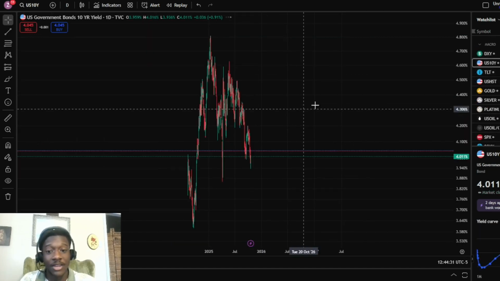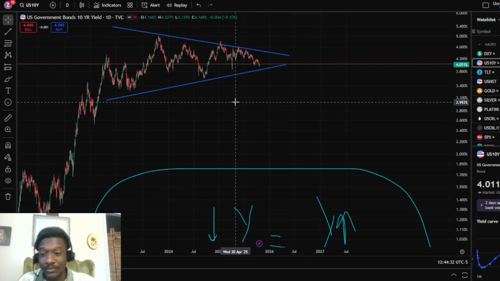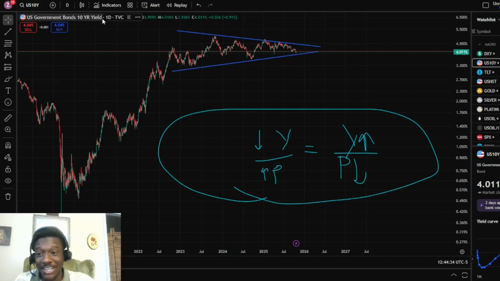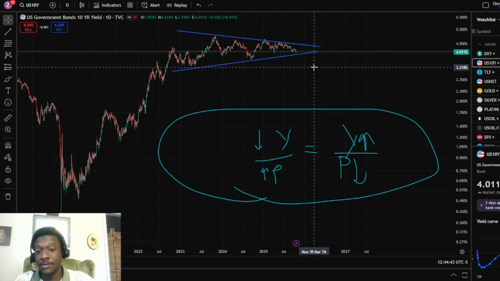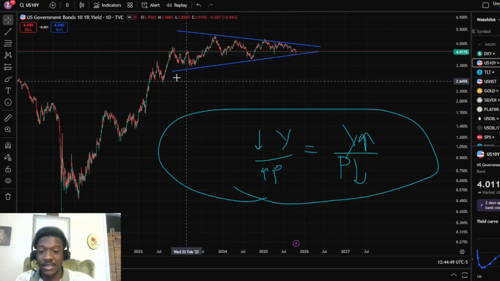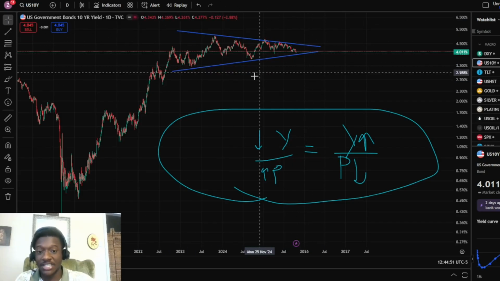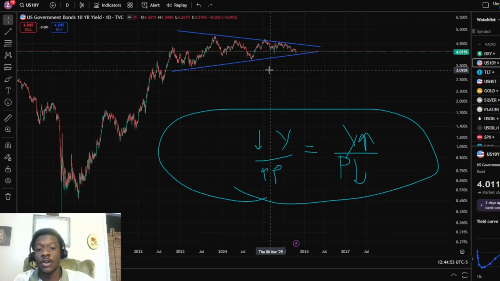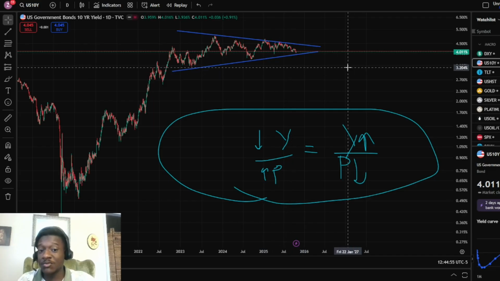Because remember, the cost of money is increasing. Look, U.S. government bonds are going sideways. It looks like it's a wedge pattern. It's going to break to the upside, which means money is going to get more expensive, which means inflation is going to go up. Okay, because this is investor psychology on inflation expectations. So inflation goes up and money becomes more expensive.